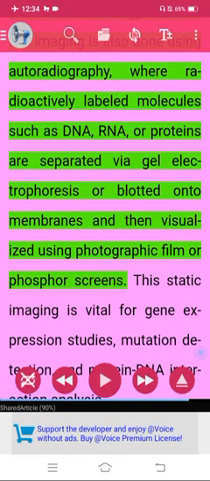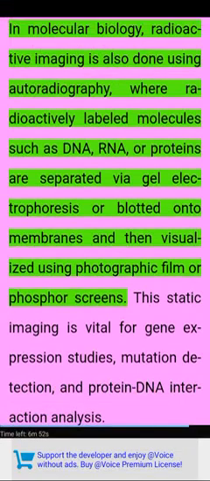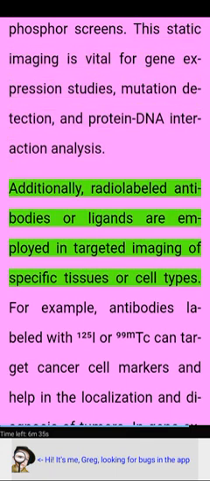In molecular biology, radioactive imaging is also done using autoradiography, where radioactively labeled molecules such as DNA, RNA, or proteins are separated via gel electrophoresis or blotted onto membranes and then visualized using photographic film or phosphor screens. This static imaging is vital for gene expression studies, mutation detection, and protein-DNA interaction analysis. Additionally, radio-labeled antibodies or ligands are employed in targeted imaging of specific tissues or cell types.